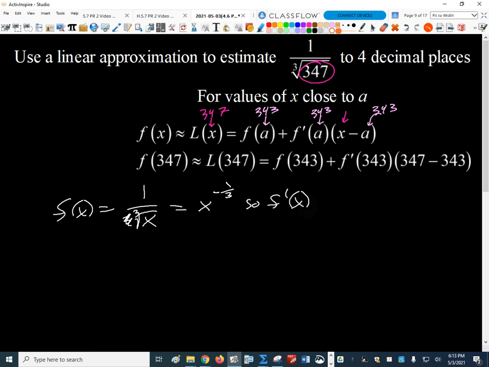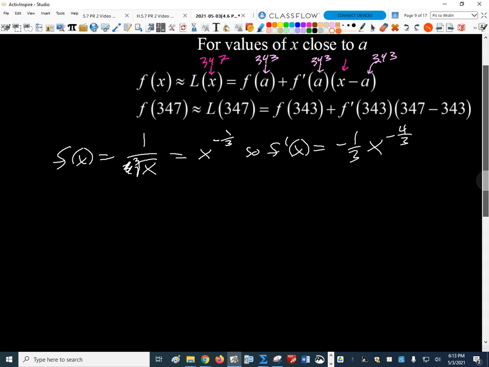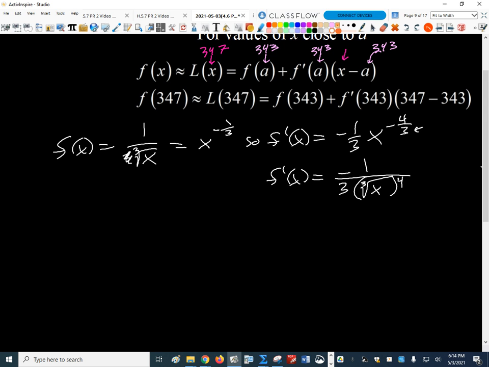So f prime of x then, by the power rule, we'll take the 1/3 out front and we'll subtract 1 from negative 1/3, which is negative 4/3. So f prime of x equals negative 1 over 3 times x to the 4/3. Well, what is x to the 4/3? That's the cube root of x to the 4th. Remember, the bottom tells us the kind of radical that we're using, and the top tells us what power we're taking it to. Okay? And so we can now do some evaluating.